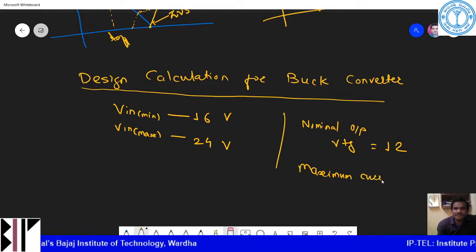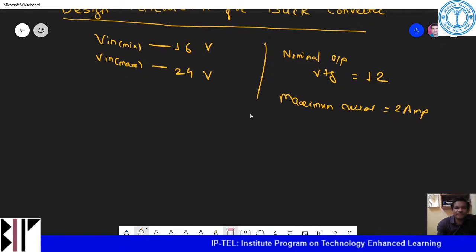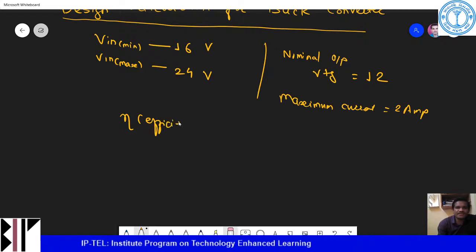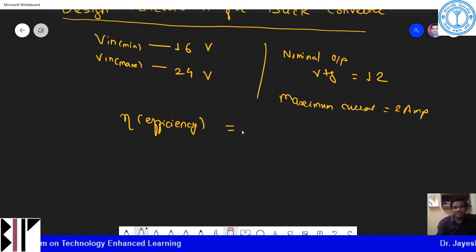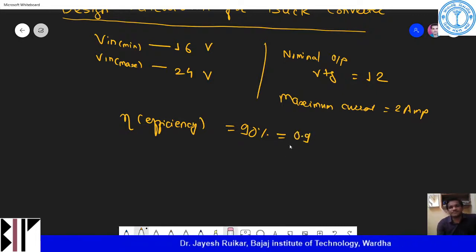Then the maximum current is also there, that is 2 amperes. And then efficiency is there. Efficiency is 90%, or in numbers I can write it as 0.9.